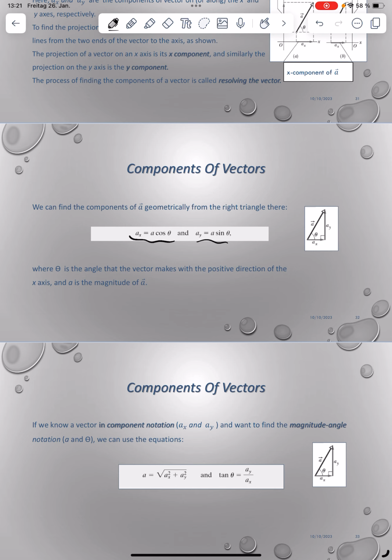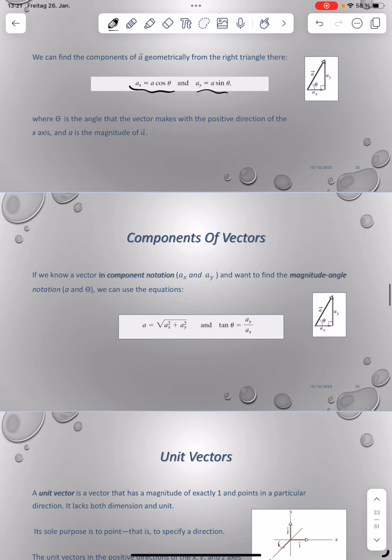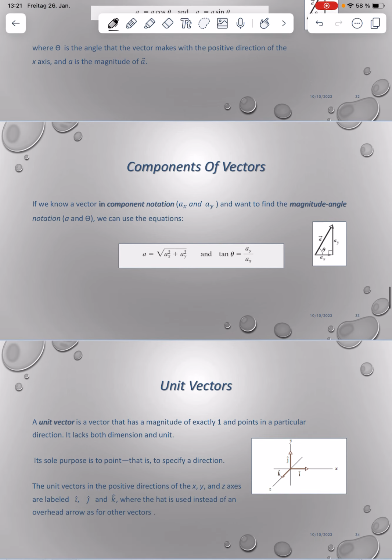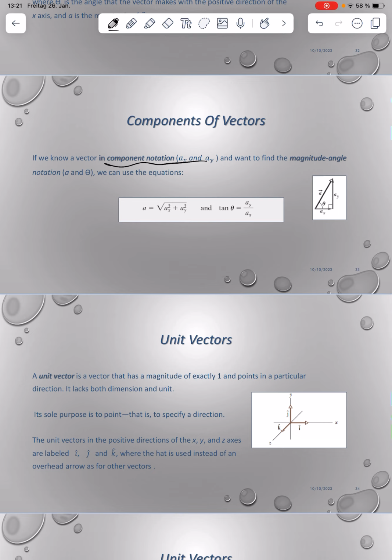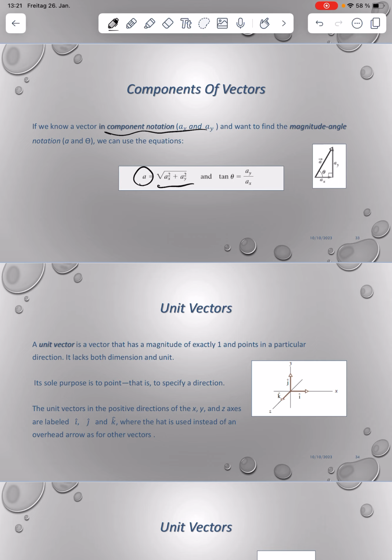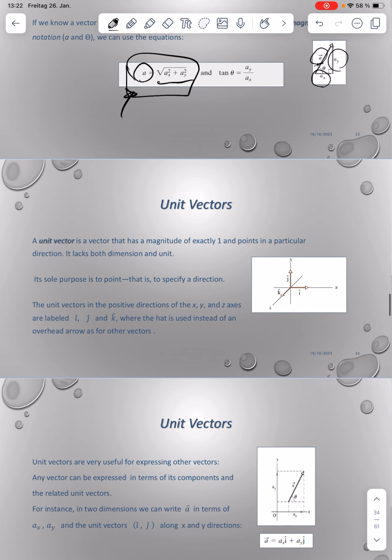Here you can see a cos theta and a sine theta. Also, we can calculate the components of the vectors. It is also from a triangle, and a x squared plus a y squared is equal to the resultant a squared, and it is the equation. You must know that.